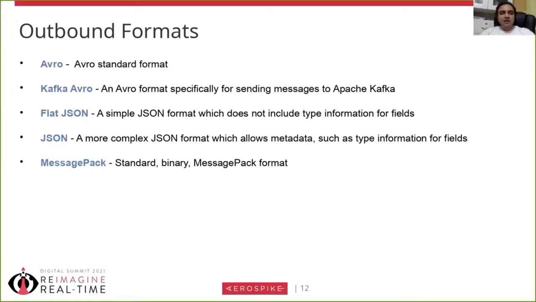Then we have a flat JSON format, which is a simple format that does not include any additional metadata with each outgoing field. And we have a more elaborate JSON format that includes metadata for each record field. The metadata includes the exact data type and the order in case of lists or maps. And then we do support MessagePack format, which is a standard MessagePack format.